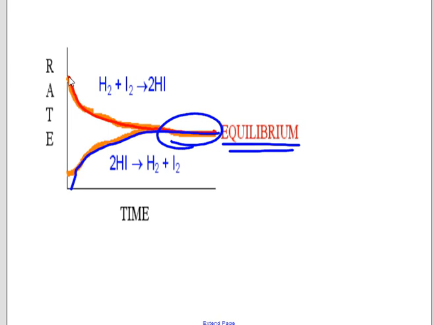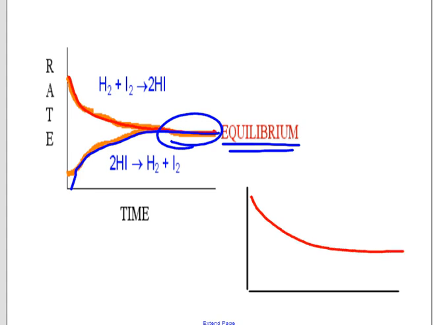Now this is not necessarily true if we were to graph amounts. If we were to graph amounts, we might notice that the amount of hydrogen and iodine, although high at the beginning, eventually levels off to the point where the amount no longer changes. And the amount of HI, hydrogen iodide, although initially nothing, would increase and increase until its amount also leveled off. So this blue line could represent the hydrogen iodide line.